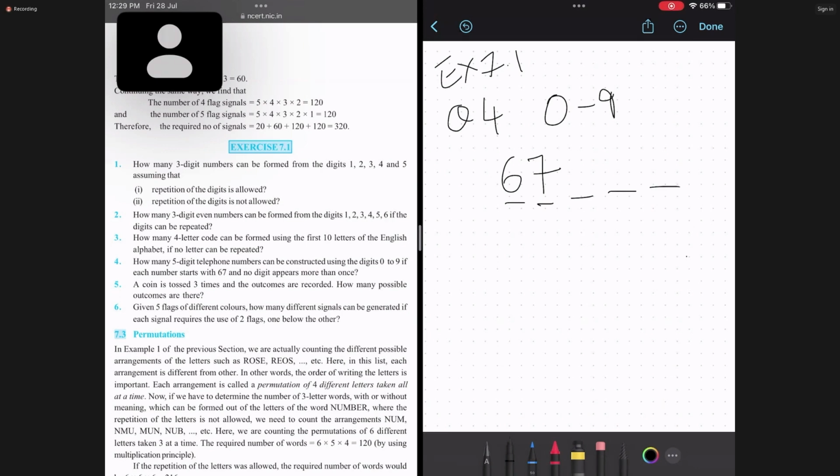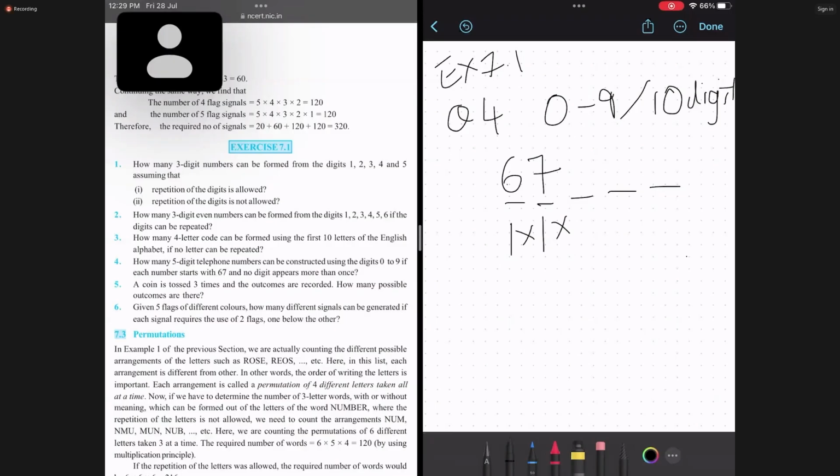And we have already consumed 2 digits. So 0 to 9 consists of 10 distinct digits, right? Of these 10 distinct digits, 6 and 7 have already been used. So 10 minus 2, the number of choices that we are left with is 8, correct? So the first two places are filled in one way each. And now that 2 digits have been consumed, we can use the remaining 8 digits to fill up this place.